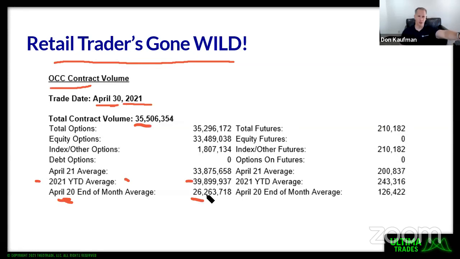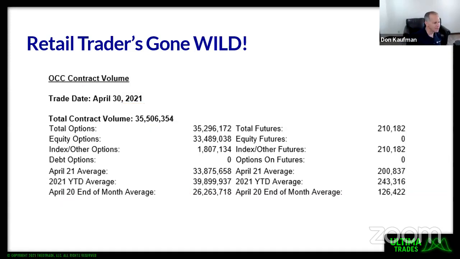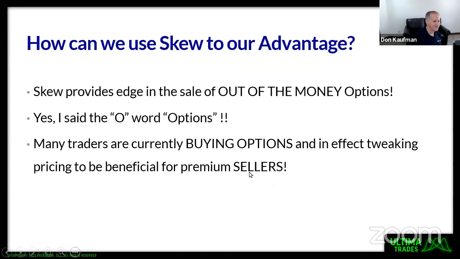Now that was actually in the throes of COVID. It was only 26 million. Where did that extra 14, 15 million contracts come from? The answer is, it's you, it's retail traders. This is Retail Traders Gone Wild. The crazy thing about this is that predominantly retail traders are buying them. They're on the buy side of options.